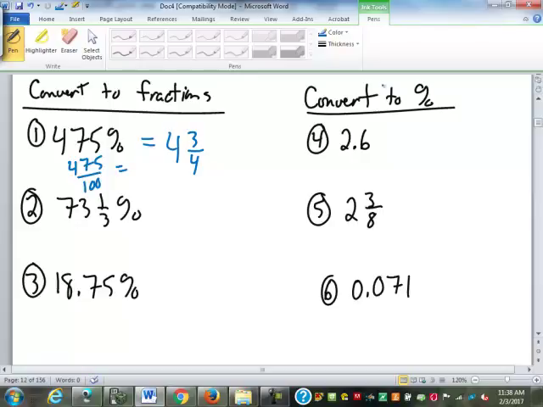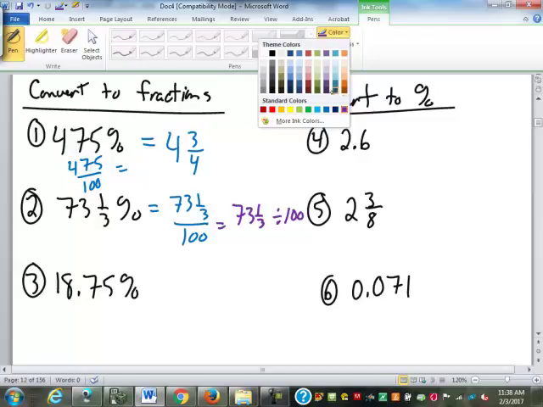73 and 1/3 percent. Anybody share what they got with that for a fraction? That was a little tougher, isn't it? So that one's 73 and 1/3 over 100. And probably the easiest way to handle that is to just divide it out. So 73 and 1/3 divided by 100. And we'll leave that answer in a fractional form.